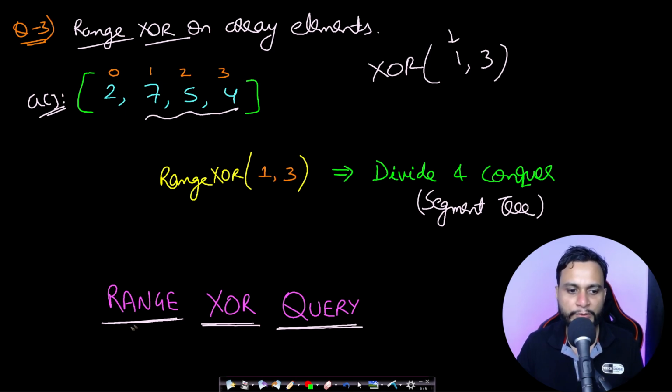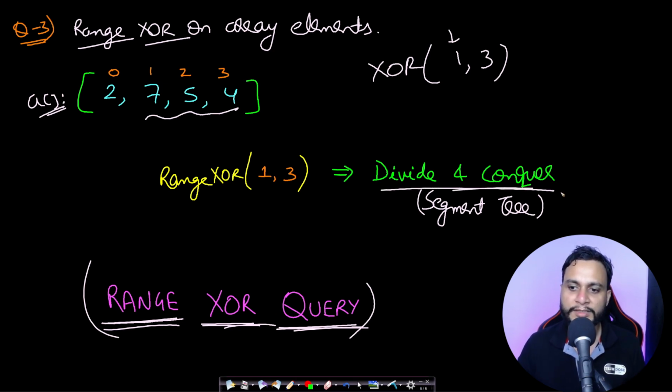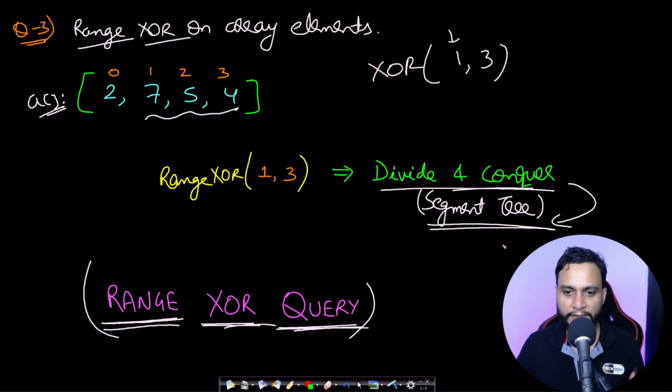This problem is your range XOR query, and I have already made a video on range XOR query. You can go there and see the detailed explanation of this problem. This is also very important but advanced level problem. This is a divide and conquer technique based on the segment trees. So if you want to learn segment trees, then you can go and watch my segment tree construction video and how to implement it. And after that, you can have a look at the range XOR query problem. So this is all about this problem.